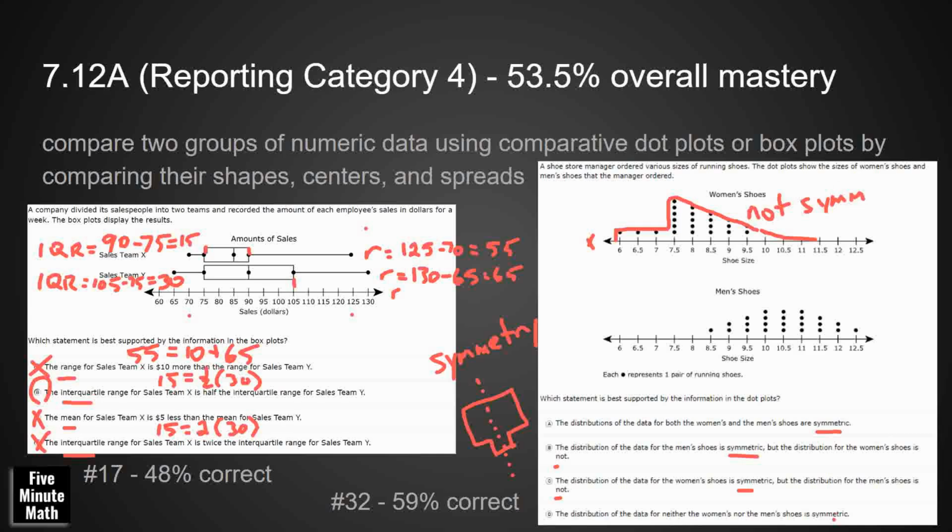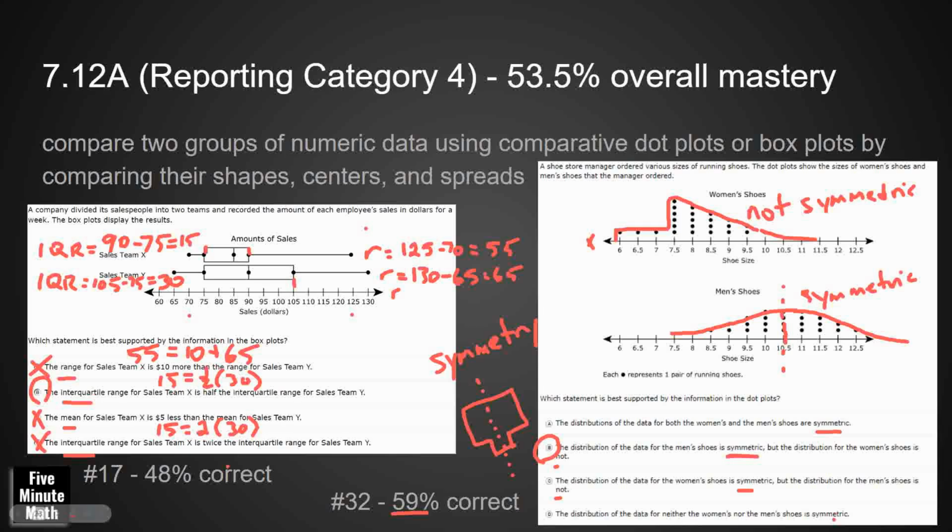But if I were to look at my men's shoes, take a look. Kind of go like this, up, over, down, very much. That is symmetric. So that's it. That's all I'm looking for. I'm looking for the answer that says the men's shoes is symmetric right here, but the distribution of the women's shoes is not. So there's my answer, B. And A, C, and D are just variations of the men or the women's being symmetric or not symmetric. So 59%. So we got almost 60% on that.